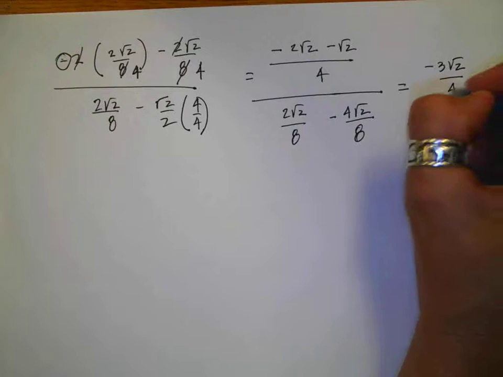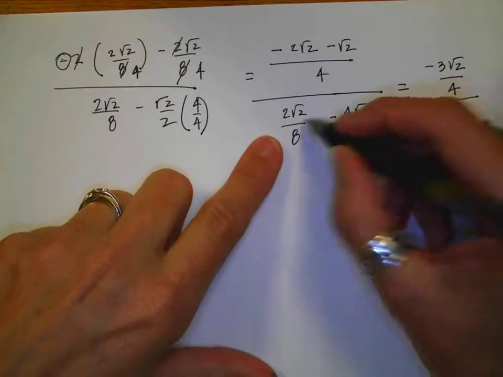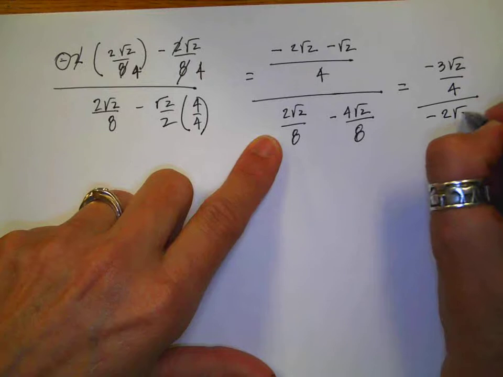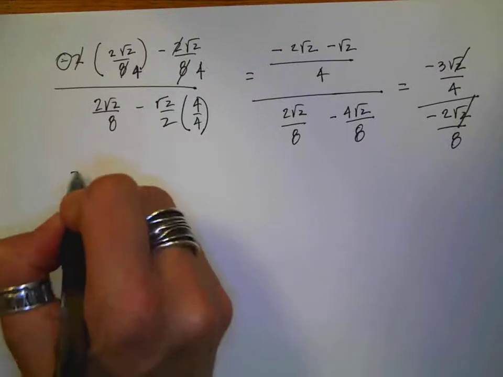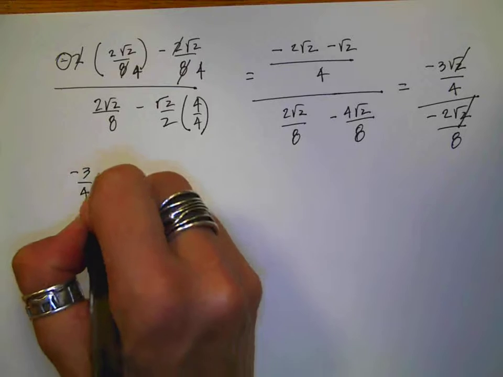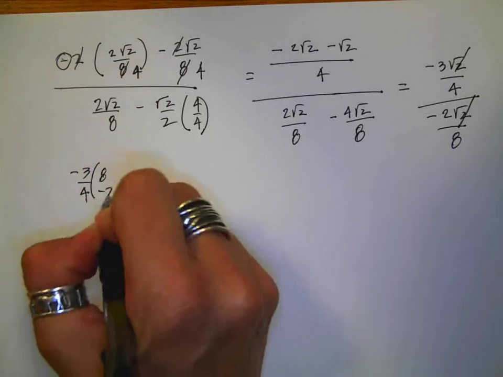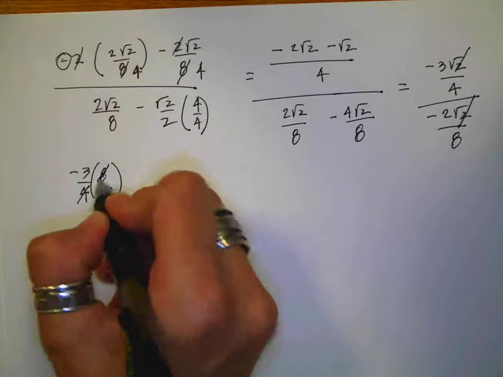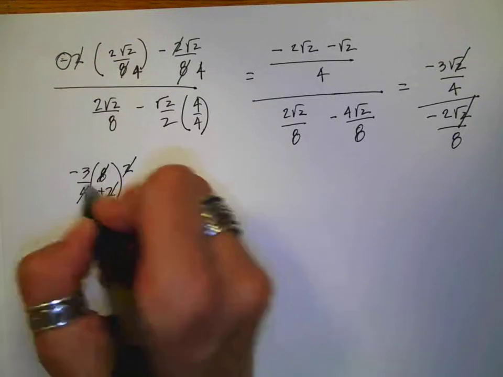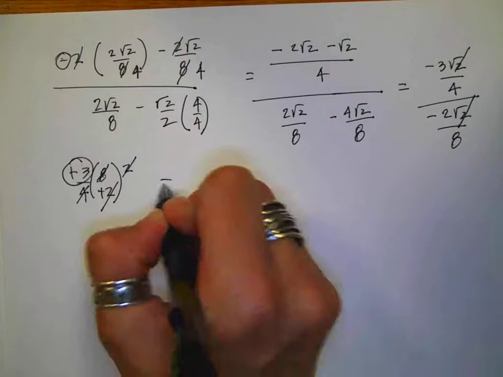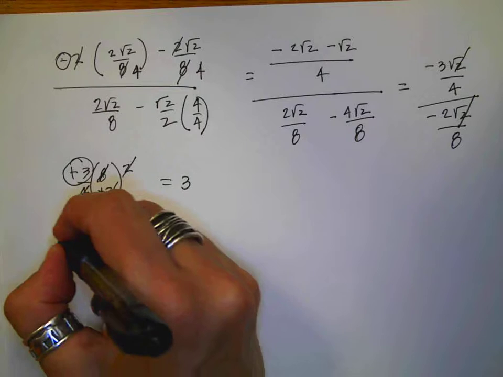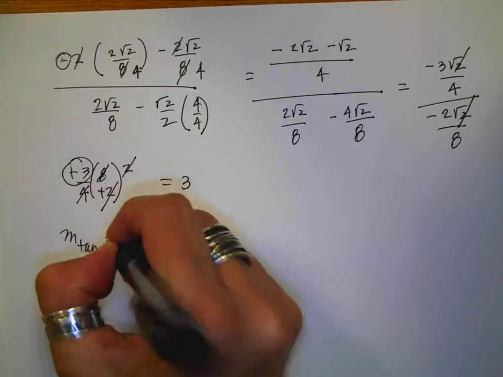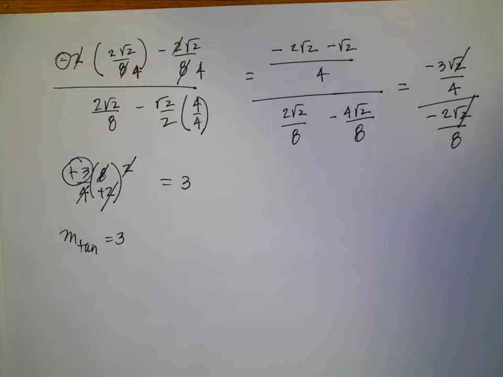So this is a negative 3 radical 2 over 4. And this is a negative 4 and 2 is a negative 2 radical 2 over 8. These guys are going to cancel. So now I have a negative 3/4, and then I have 8 over a negative 2. Okay, so 4 goes into 8 2 times. The 2's cancel. The negatives become positive. Yippee! I got the right slope. Okay, so I know that from all this mess that the slope of the tangent is 3.